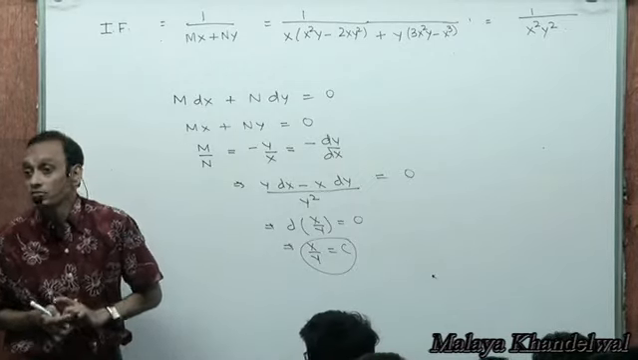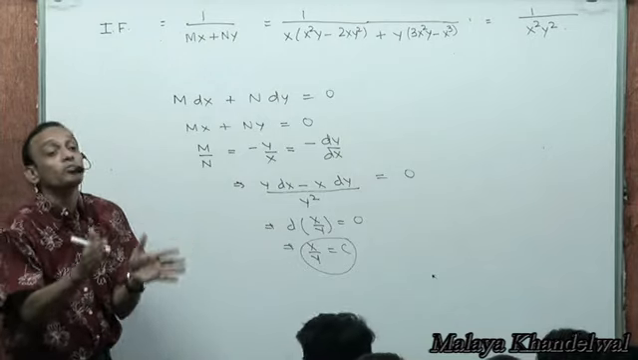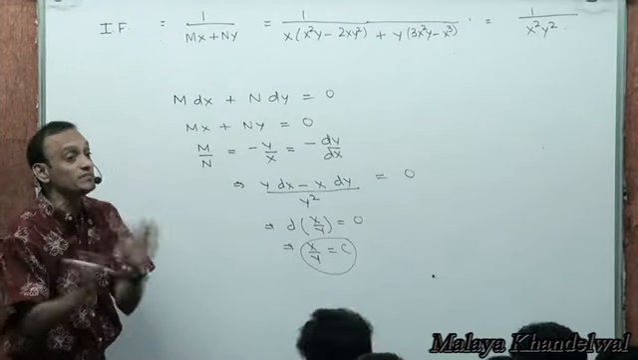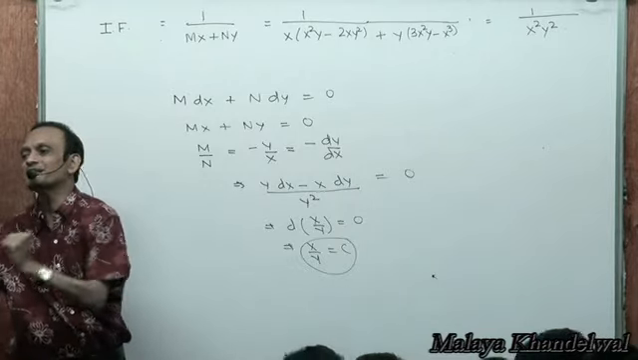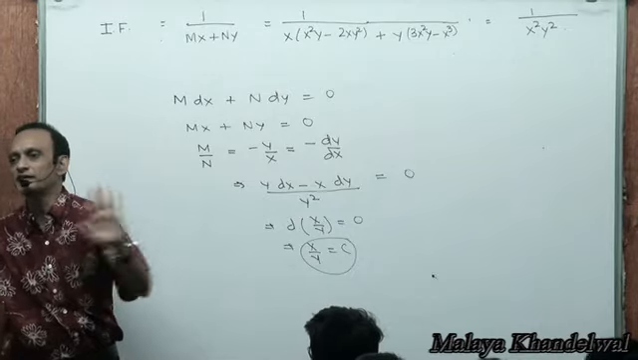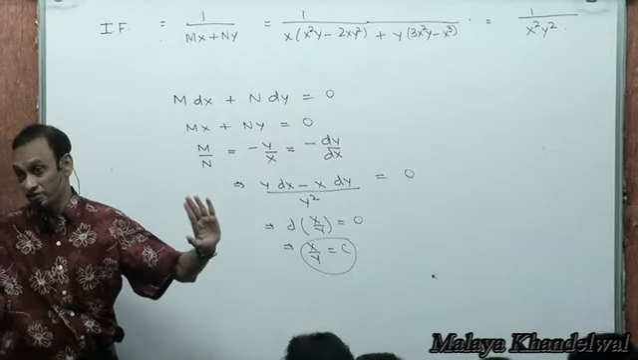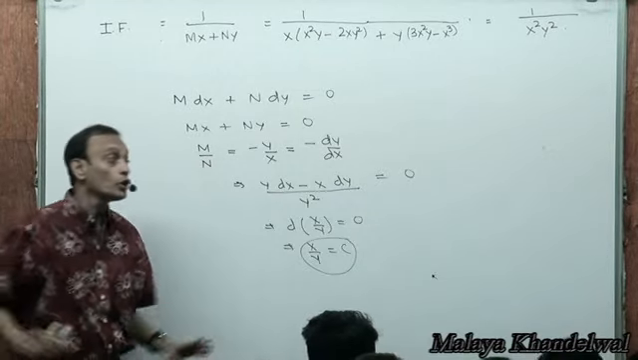But when not 0 and you find m and n to be homogeneous functions of x and y of the same degree, then your integrating factor is going to be 1 by mx plus ny. It'll get converted into an exact differential. Clear?